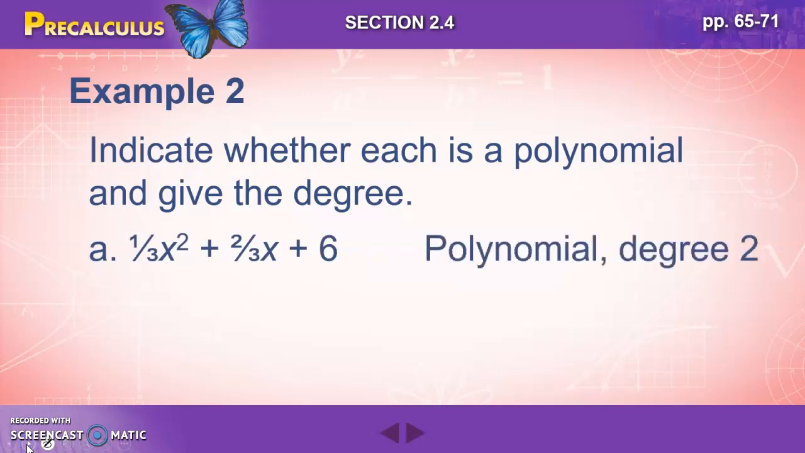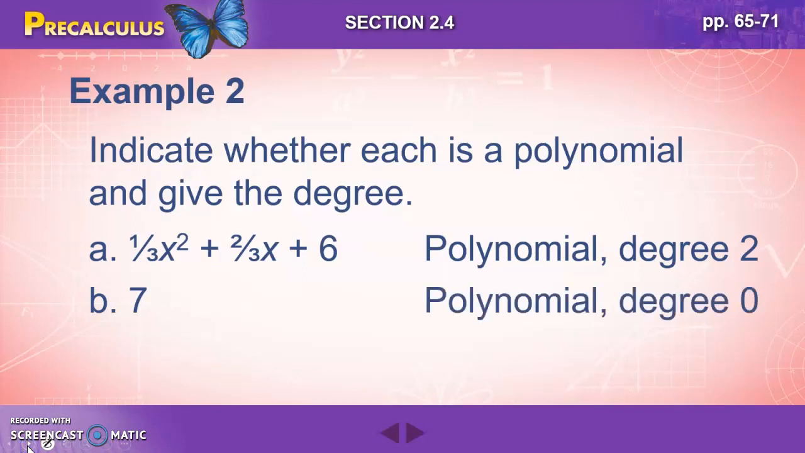Yes, this is a polynomial, and it has a degree of 2. It meets all the rules of a polynomial function. What about this one? This is a constant polynomial, so yes, it is a polynomial, and it has a degree of 0.